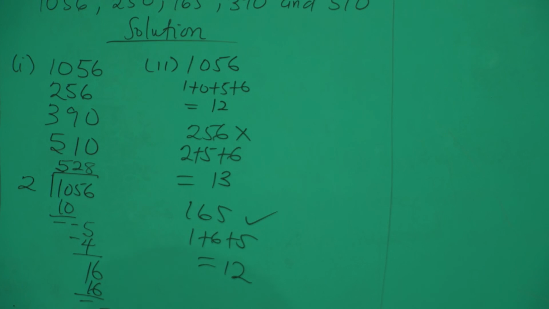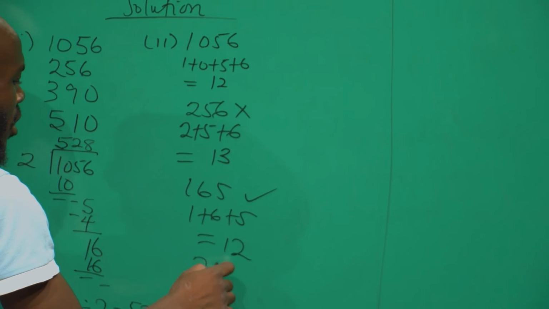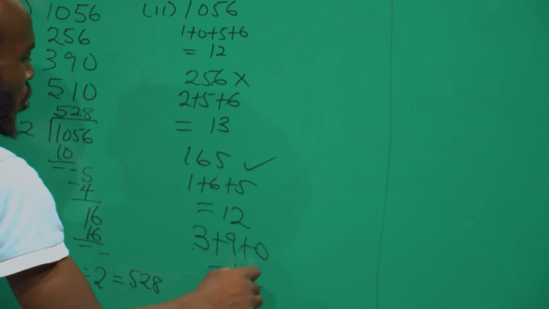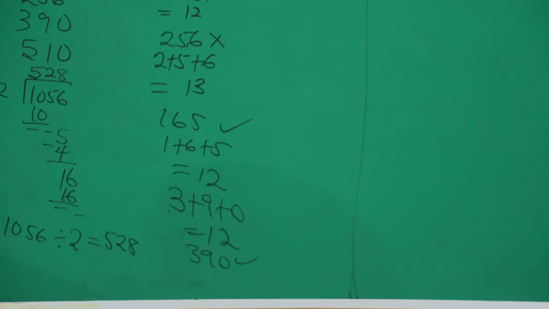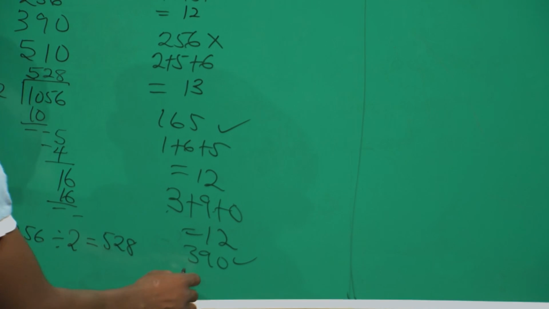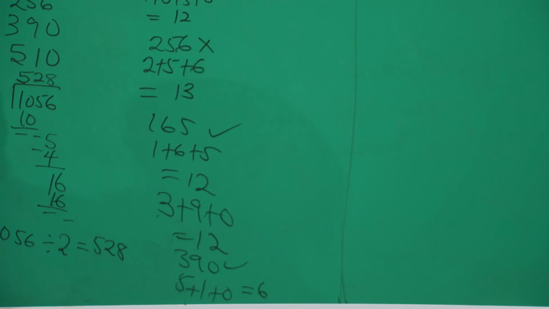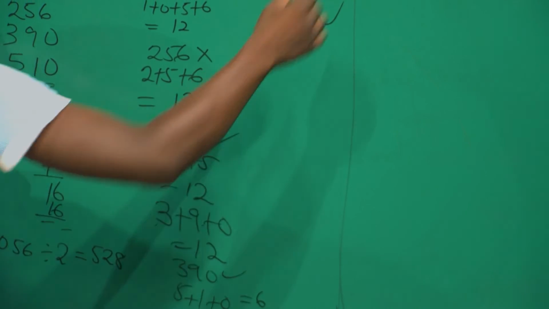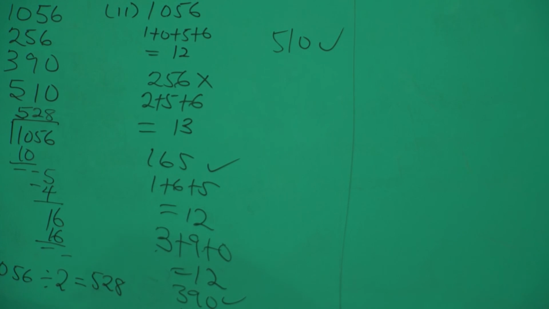3 times 4 is 12. Then you take the next one, which is 390. 3 plus 9 is 12, plus 0 is 12. So that one too is correct. Then 510: 5 plus 1 plus 0 is equal to 6. So 510 is also correct. So I guess for the 6, you can do it at home.